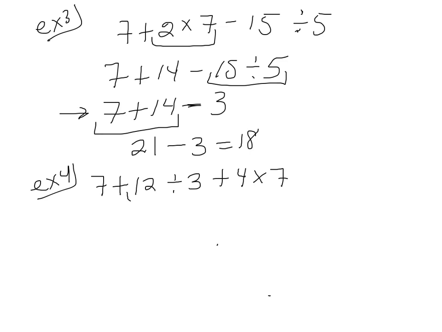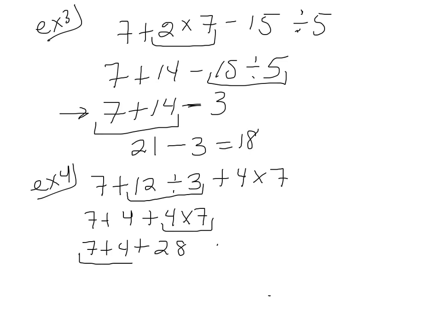Okay, first thing we need to do here is we need to do the division, because it's the first thing in order from left to right. 12 divided by 3 will give me 4. I now see that I have a multiplication problem that needs to be done. So 7 plus 4 times 7 will give you 28.